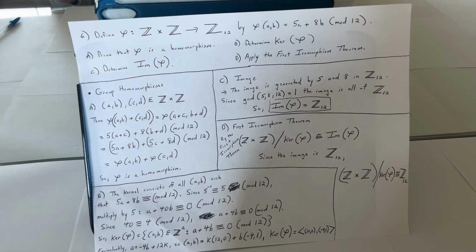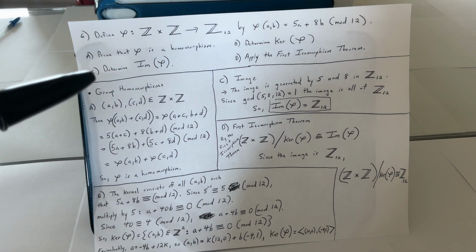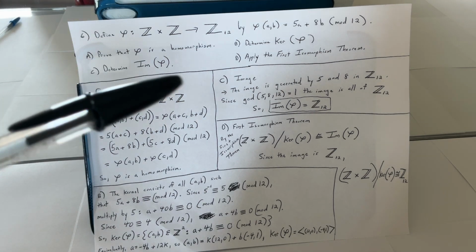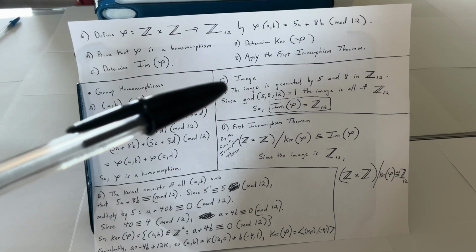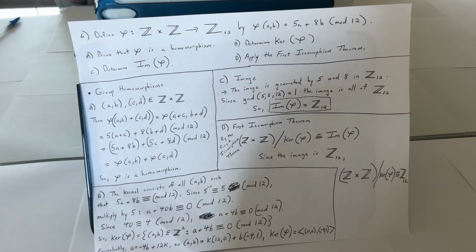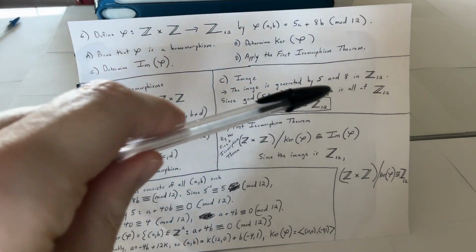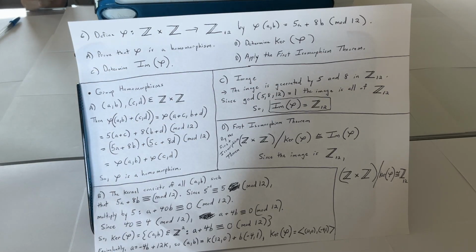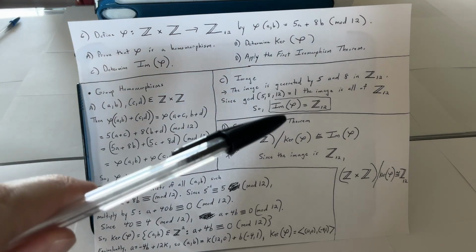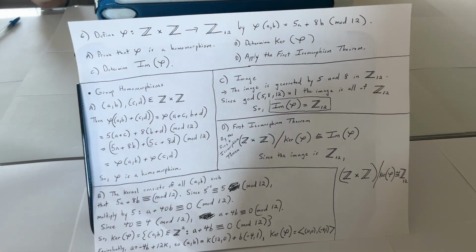So moving along to part C, we want to determine the image of phi. The image is generated by 5 and 8 in Z12, and since gcd(5, 8, 12) equals 1, the image is all of Z12. So the image of phi equals Z12.